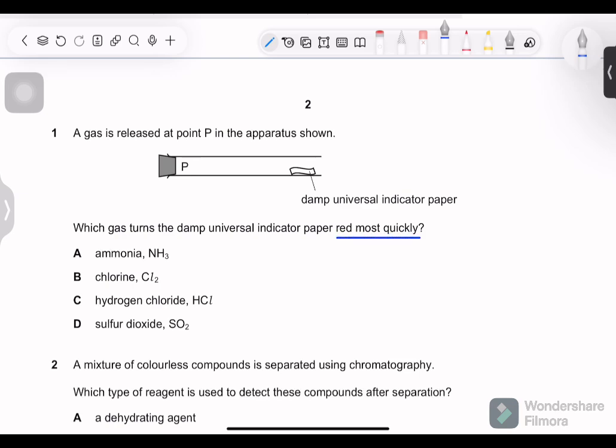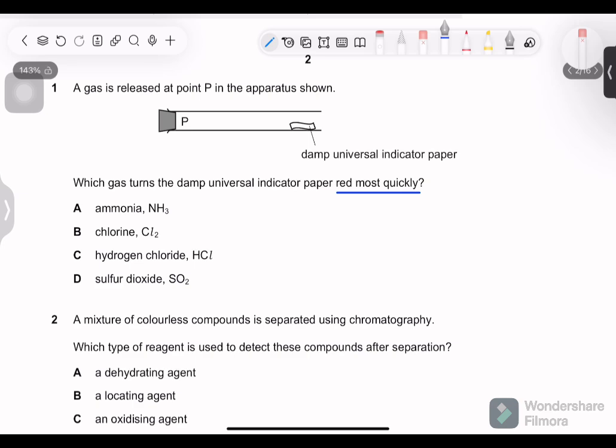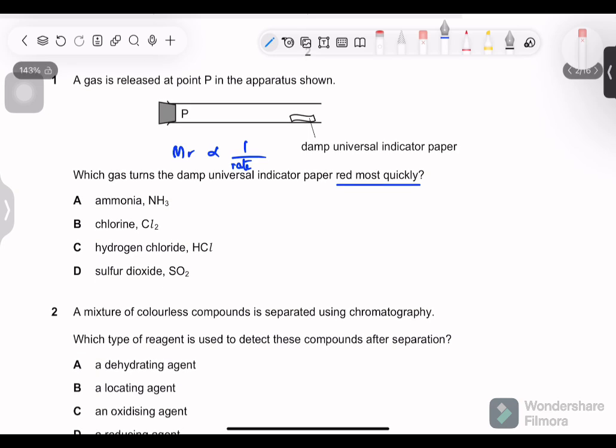So this indicates the real question is which gas diffuses faster, because each of these gases will change the color of the universal indicator. So they're basically asking which gas makes it first to the indicator. The rate of diffusion depends upon the MR of the gas. The MR is inversely proportional to rate of diffusion. So the higher the MR, the lower the rate of diffusion. The heavier the gas, the slower the diffusion.